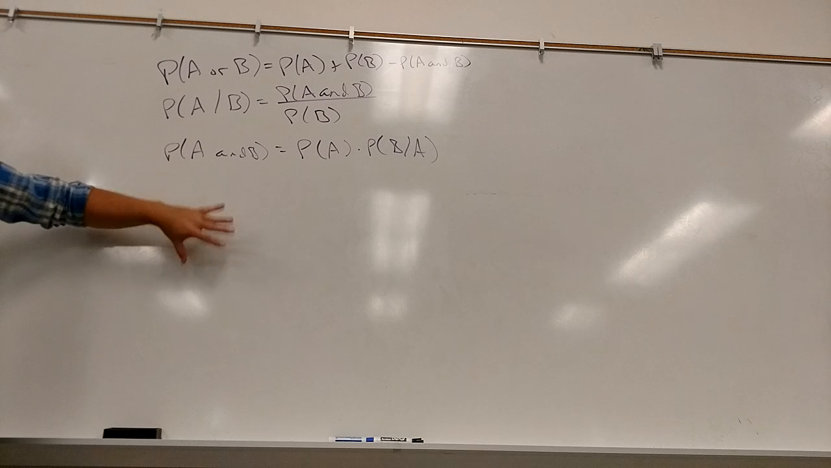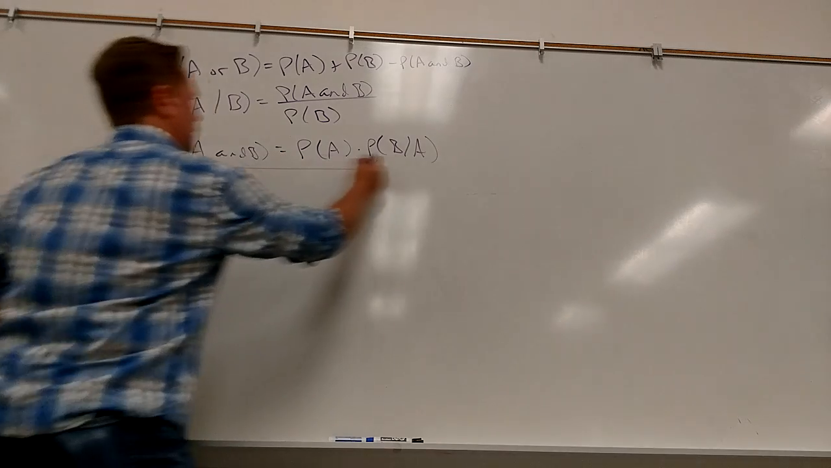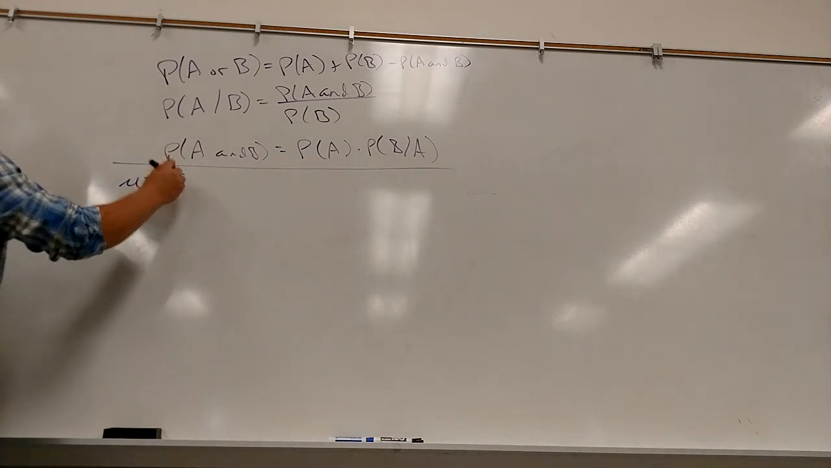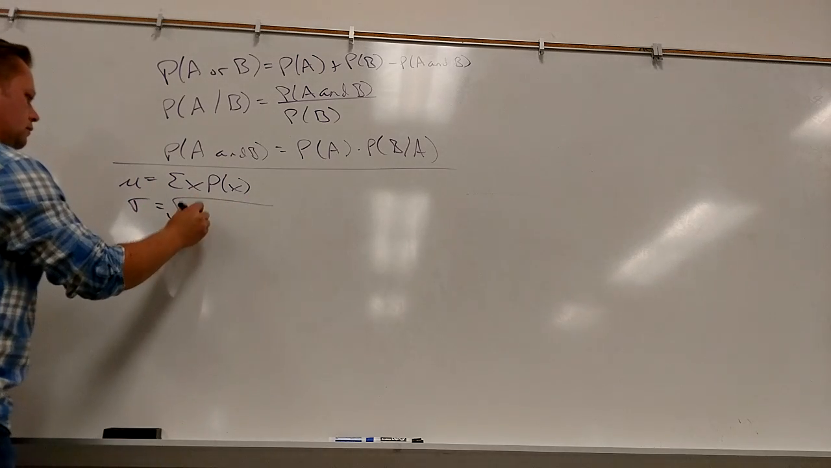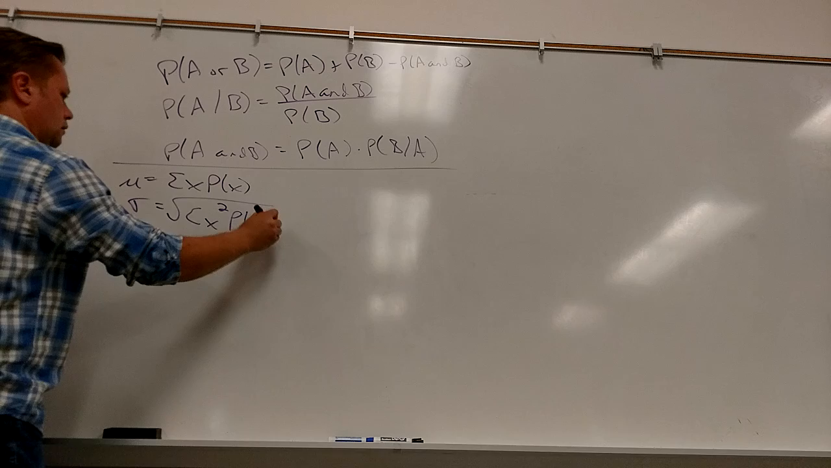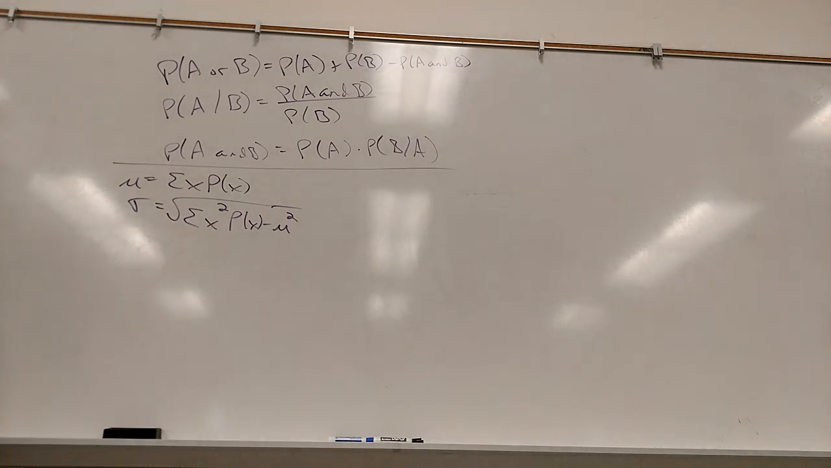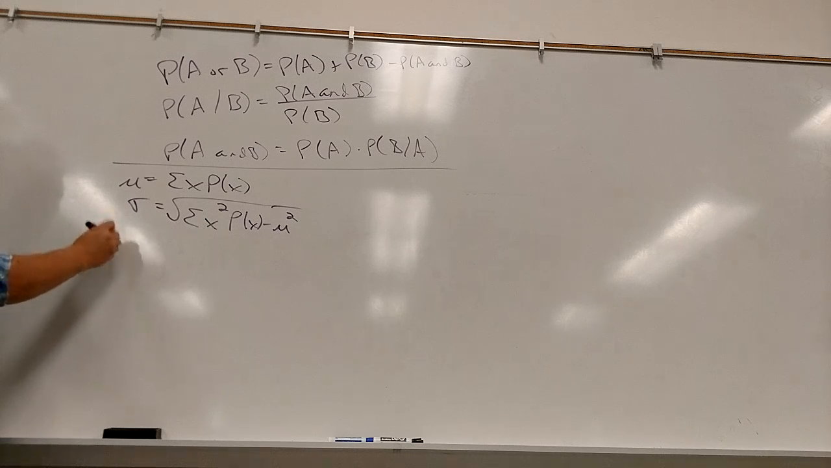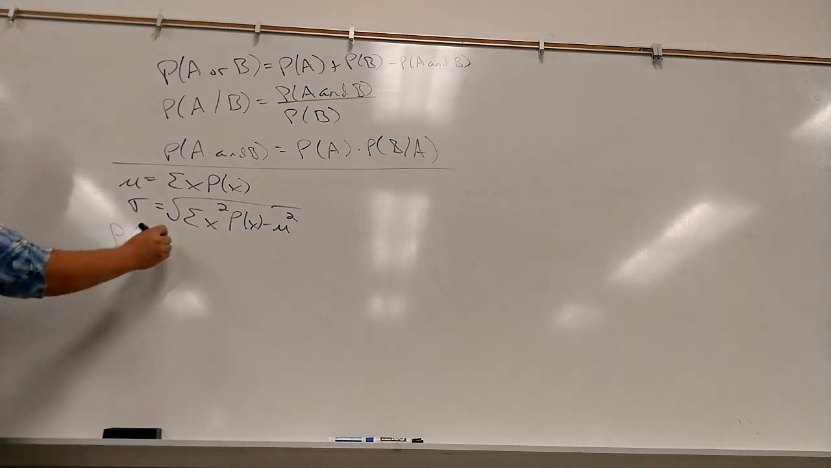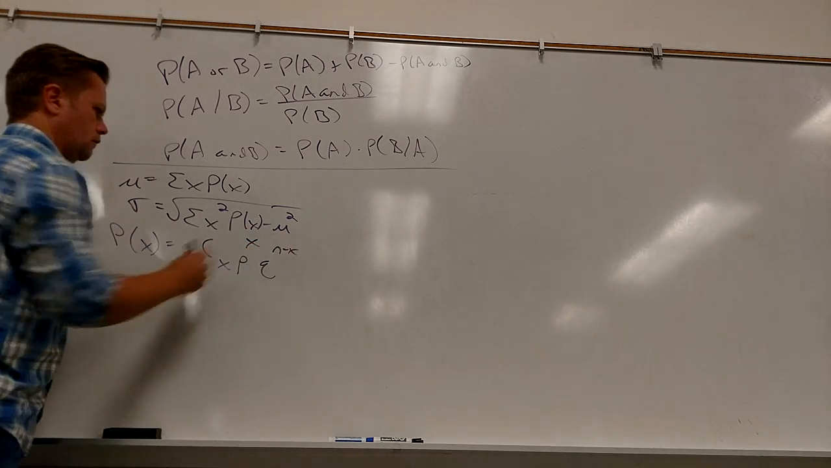And then chapter 4, we got into the x, p of x stuff. Right, so the little mean formula and the standard deviation formula, comma sigma. Does that look familiar? Okay. And then we got into binomial stuff. Hopefully that looks familiar.